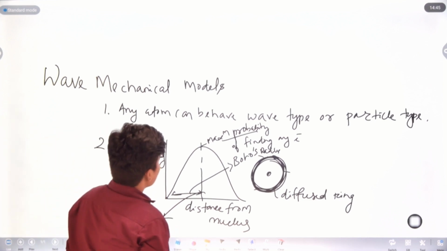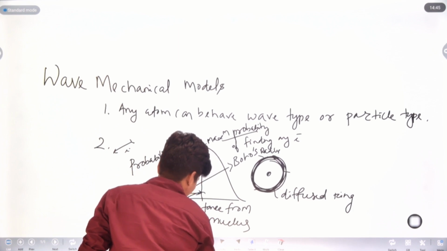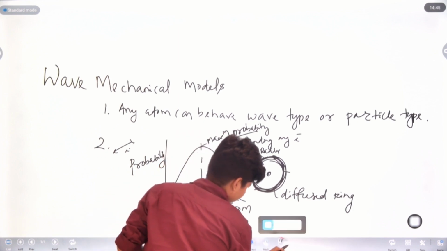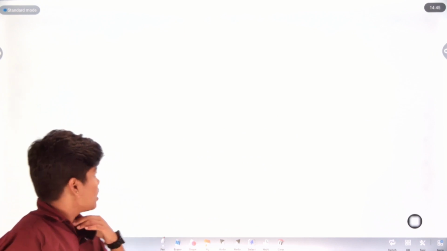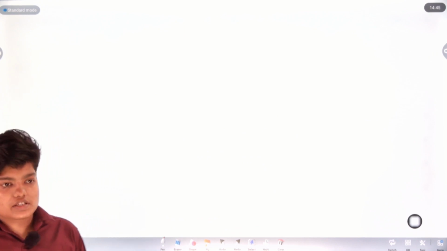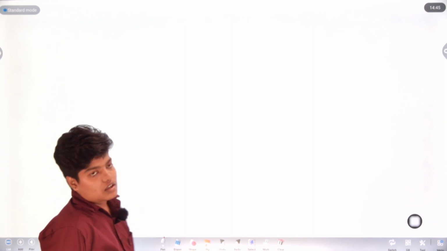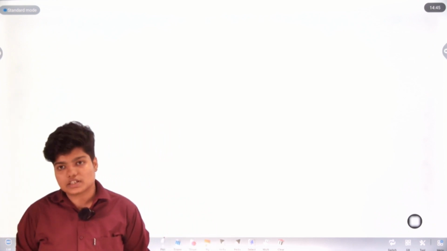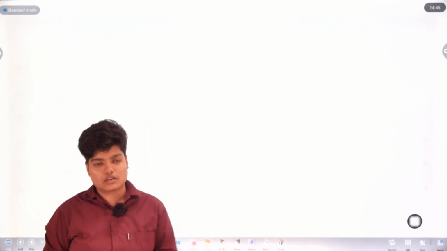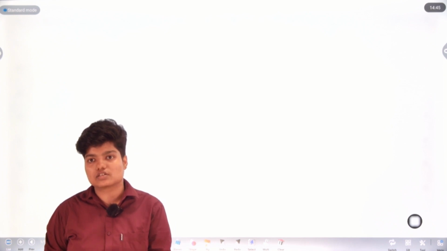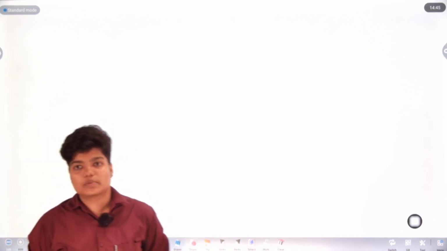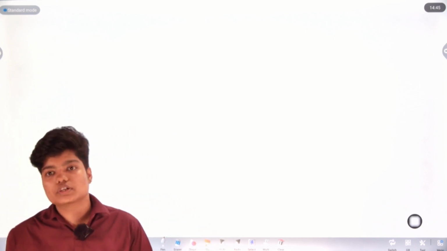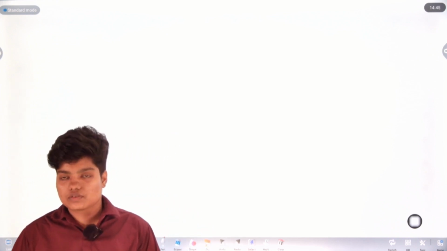So now, these are all about atomic structure and the models given by the scientists. In the next class we'll discuss atomic interaction, what type of interaction atoms have in the crystal structure, like electrostatic or repulsion, and the bonding, what type of bonding is there, metallic or ionic or covalent, and how the electrons are distributed in different types of bonding.